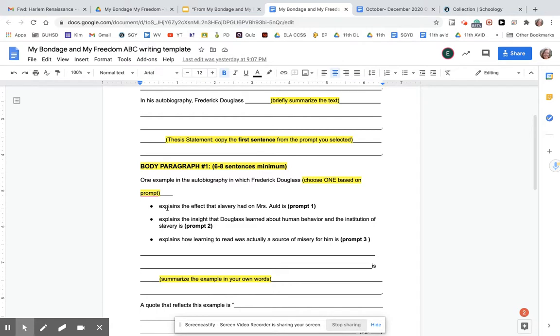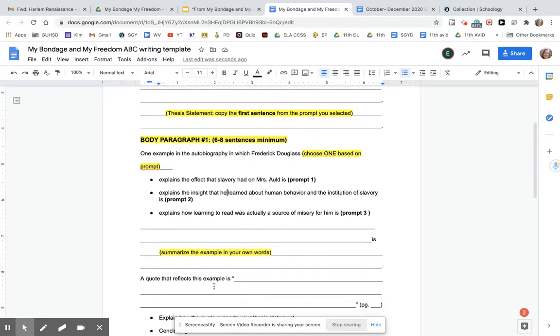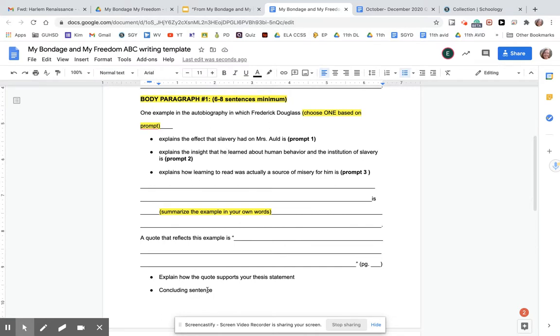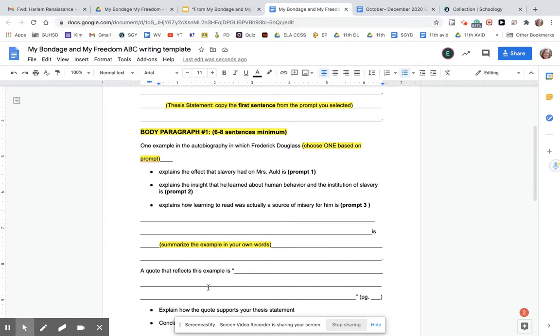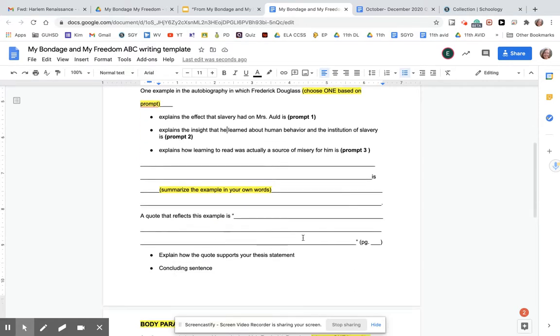If you're going to write about prompt 2, here's what you'd write. One example in the autobiography in which Frederick Douglass explains the insight that he learned about human behavior and the institution of slavery is, then summarize that. Give a quote. How does the quote support your thesis? And a concluding sentence. Okay, that's if you choose prompt 2. If you choose prompt 3, one example in the autobiography in which Frederick Douglass explains how learning to read was actually a source of misery for him is, summarize the example in your own words, give a quote with the page number, how the quote supports your thesis, and concluding sentence.